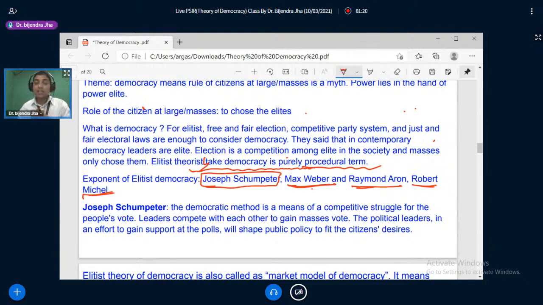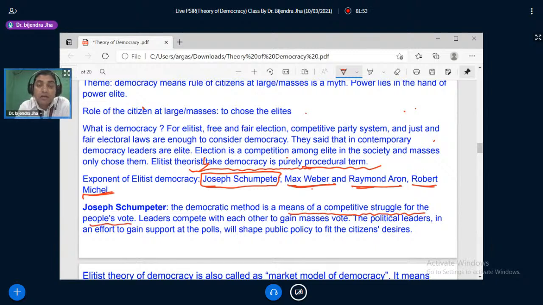And he says, democracy means rule of people is a myth, right? Democracy is a system in which the leaders compete with each other, right? And they form the government, right? The winner forms the government. So in democracy, the democratic method is a means of a competitive struggle for the people's vote.